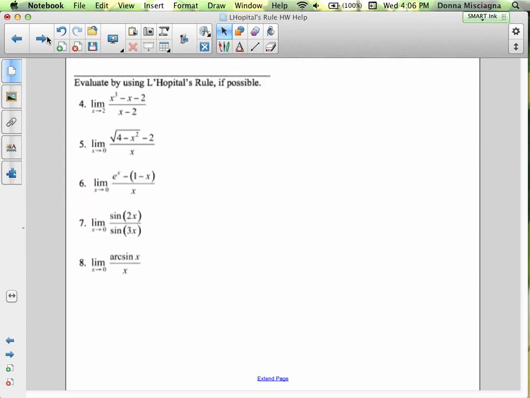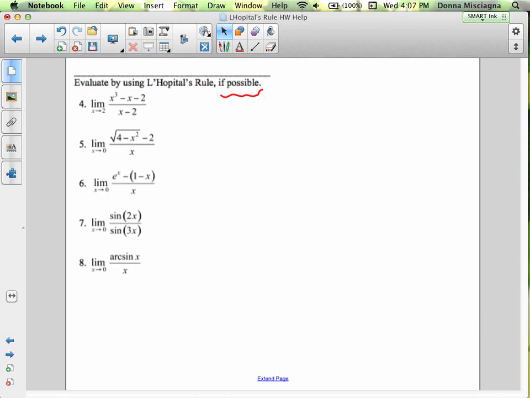All right, we'll go through some of these little helpful hints. Now, notice that it says, if possible. So some of these you cannot use L'Hopital's rule for. Because it says evaluate by using L'Hopital's rule if possible, I will just have you justify when you cannot use L'Hopital's rule. Okay, so we'll do it that way. I'm not going to tell you which ones you can't use L'Hopital's rule for, but some of these are just not indeterminate, and that's what you're looking for.